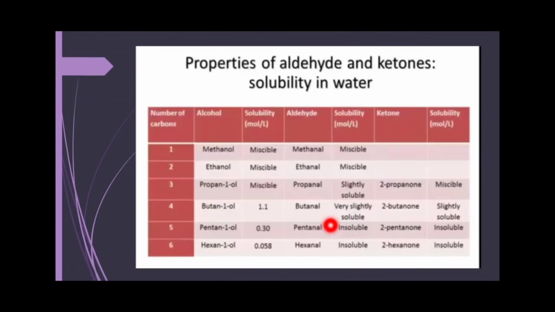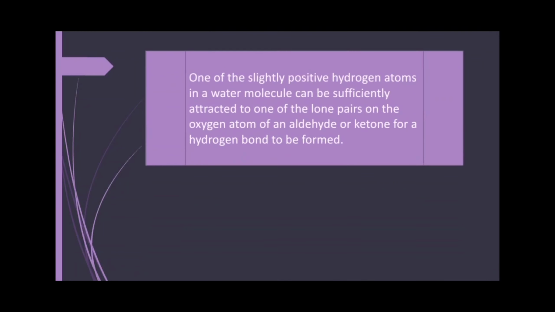And butanol has 4 carbons. It is very slightly soluble. While pentanol and hexanol have 5 and 6 carbons, they are insoluble in water because the number of carbons is higher. Just like aldehydes, the number of carbons of ketones also affects their solubility in water.